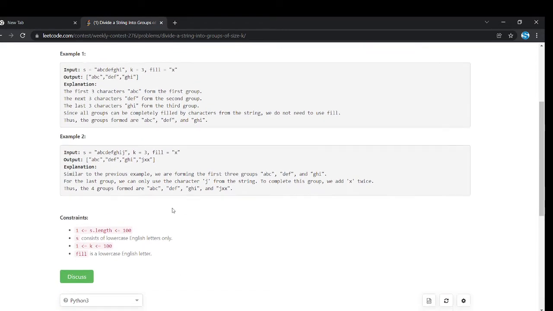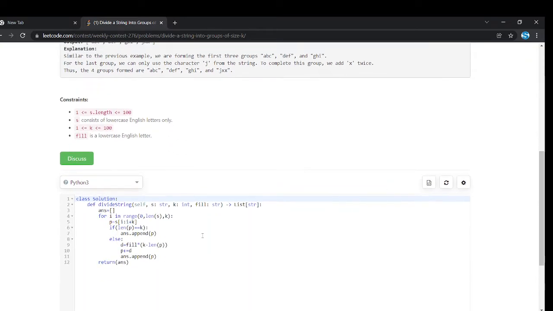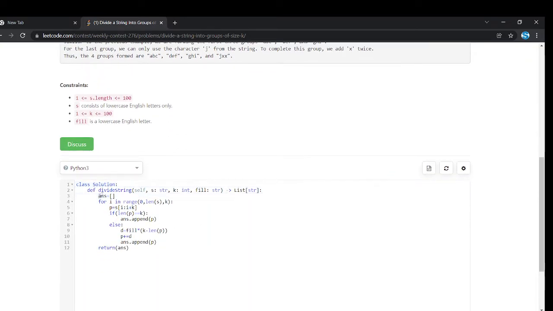Okay, so here is the constraint. Length will be at max 100, k will be at max 100. So what we did is we created an answer list which will store all the results which we can finally return. And now we iterated over the string with an offset of k.